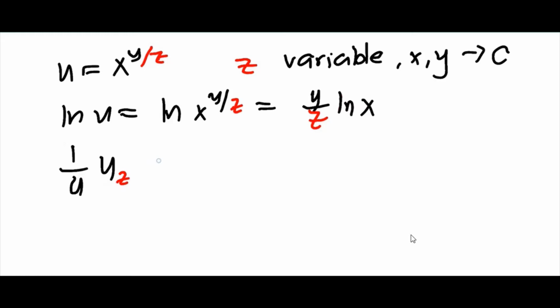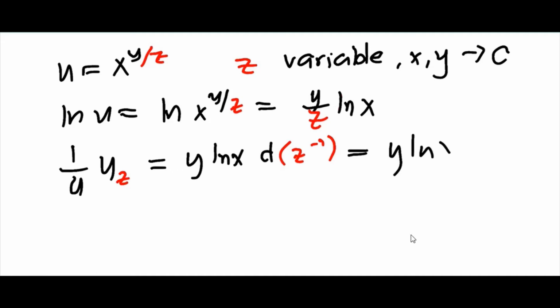The derivative of ln of u is 1 over u times u sub z again. Subscript z since we're differentiating with respect to z. That equals the y ln x times the derivative of z to the negative 1, since 1 over z is just equal to z to the negative 1. That equals y ln x times the derivative of z to negative 1. We have to move negative 1 down and subtract 1 from negative 1. We have negative z to the negative 2.